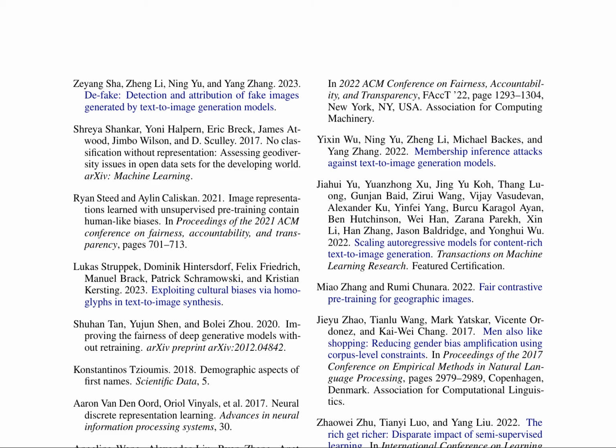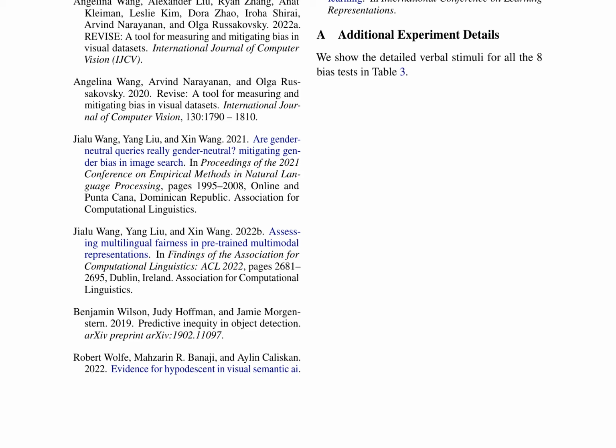Furthermore, the authors discuss the importance of fairness and accountability in AI systems, referencing works such as Wang et al. 2022a, and Wolf et al. 2022. They also highlight the need for diverse and representative datasets, citing studies such as Shankar et al. 2017, and John et al. 2022. The authors conclude by emphasizing the need for continued research on bias and fairness in AI, highlighting the importance of developing more robust and equitable AI systems.